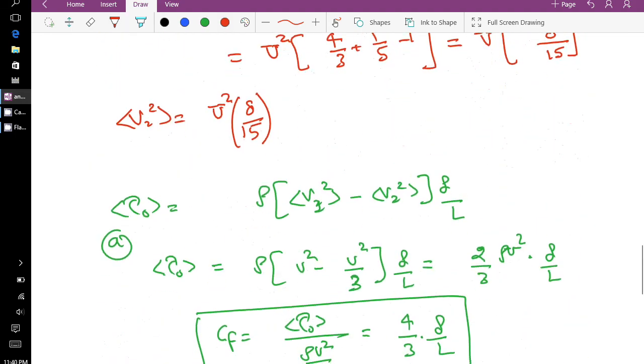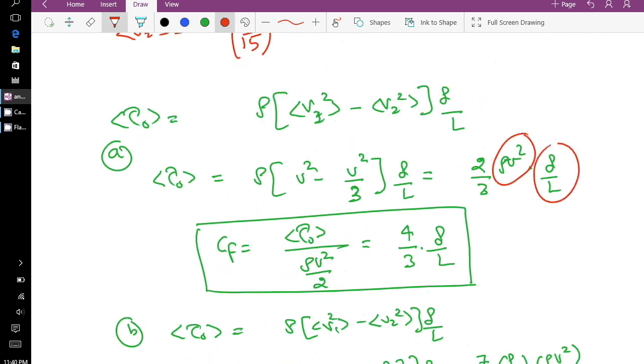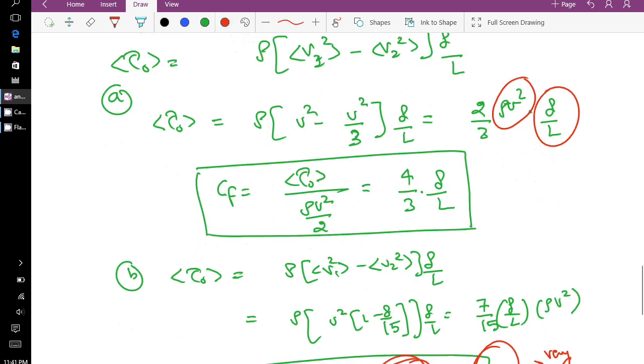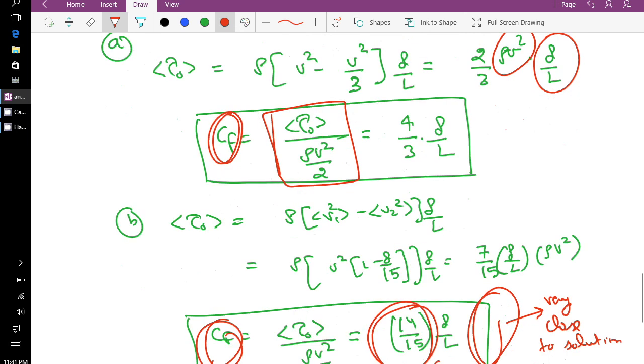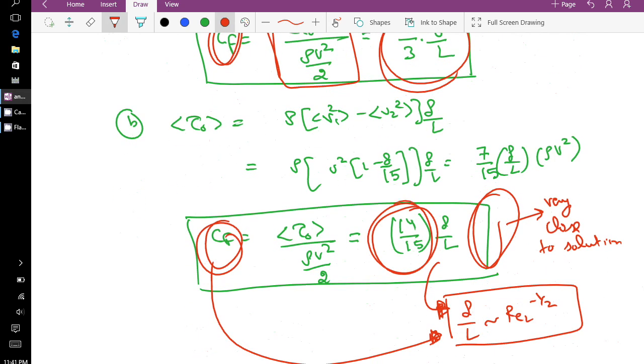Anyway, once you do that, you can express tau naught as a function of rho U square times some delta by L. Then we recall the skin friction coefficient definition we discussed in chapter 3, just to make it dimensionless. We do that, and we find that Cf is 4/3 delta by L for part A with the linear velocity profile, and Cf is 14/15 delta by L for the parabolic velocity profile. Specifically, this part is very close to the experiments.